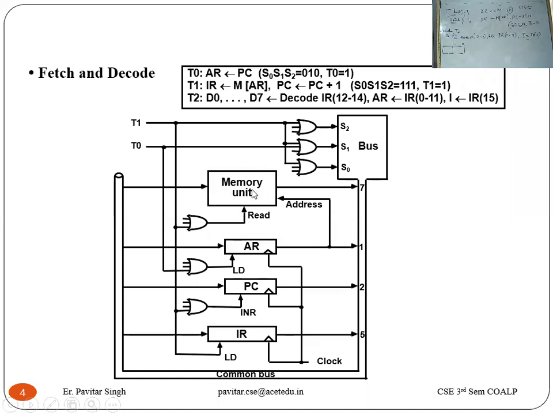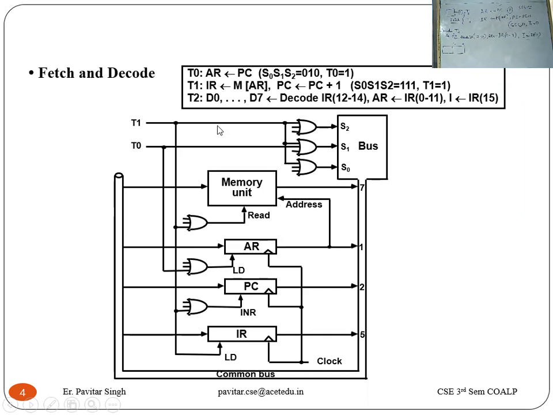So here the memory will be read. You can see that T1 is attached to memory, T1 is attached to PC, and T1 is attached to IR, right? IR, memory and PC. That is why T1 is attached to three things: the first one is memory, the second one is PC, and the third one is IR.